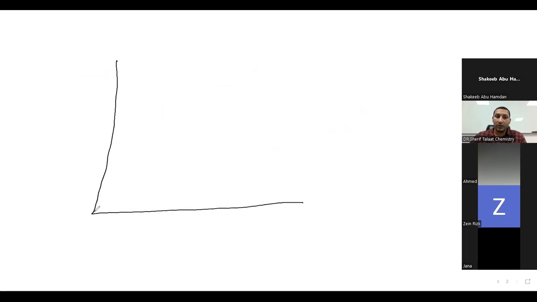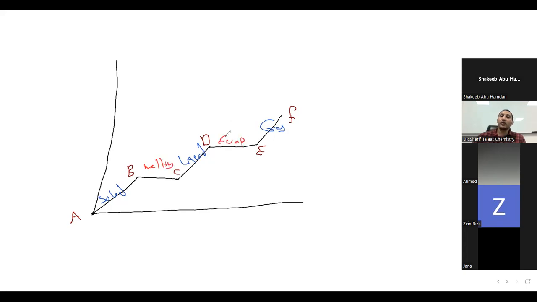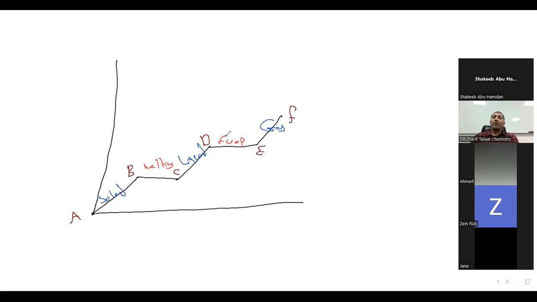This is the heating curve. You'll find it moves from A to B, B to C, C to D, D to E, and E to F. From A to B is solid, C to D is liquid, E to F is gas. And from B to C is melting, and D to E is evaporation, okay?